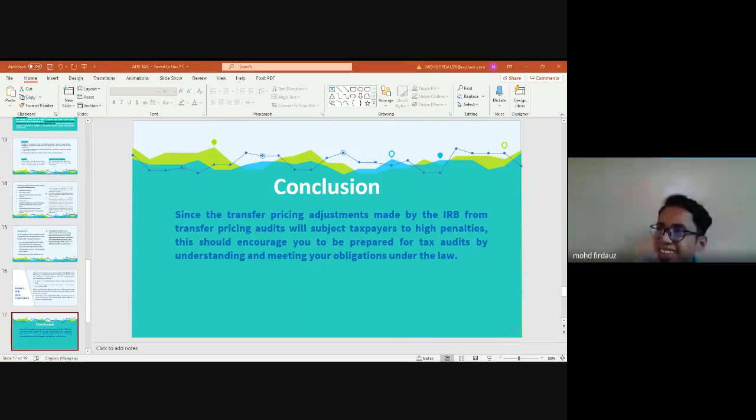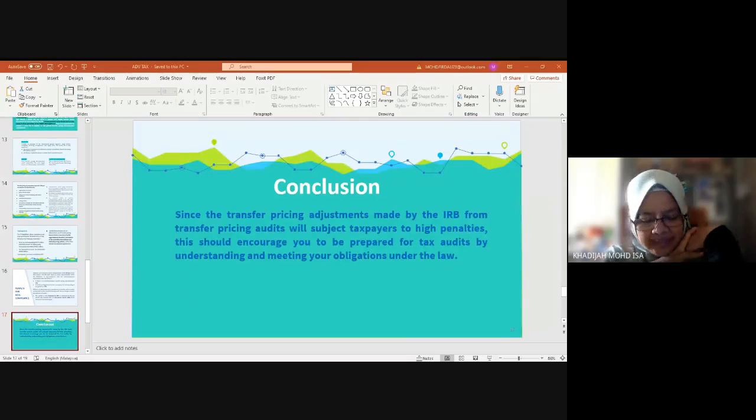For my understanding, in a normal transaction made in an uncontrolled transaction, the company will want to generate profit, so there is no hidden agenda to avoid tax. If it is a controlled transaction, where one company controls the other company, then maybe there is a hidden agenda to avoid the tax. Is it like that? To avoid the tax. Okay.